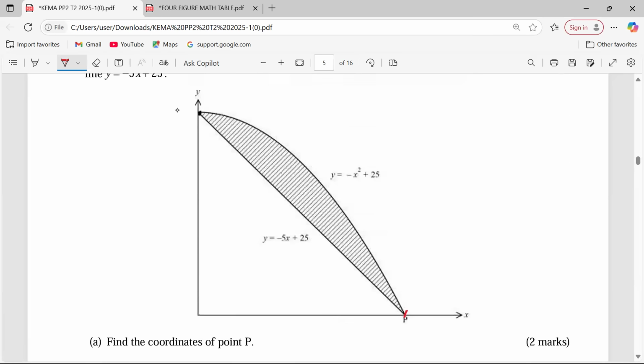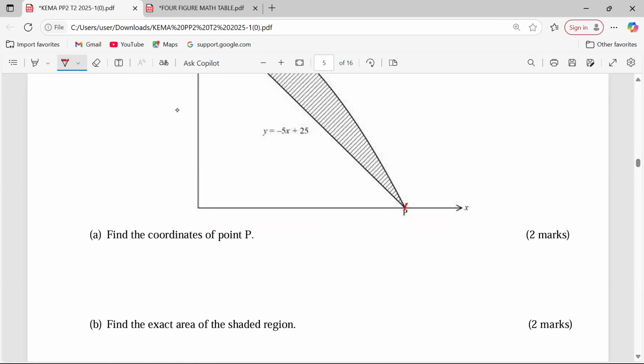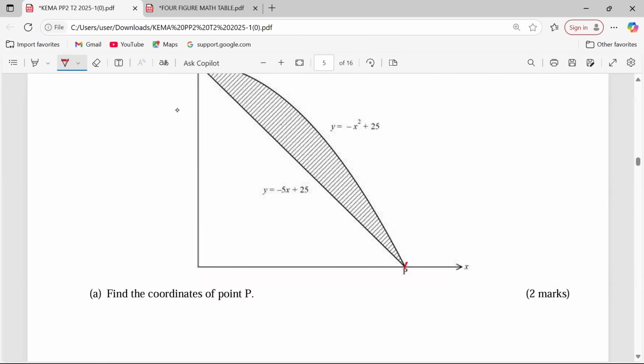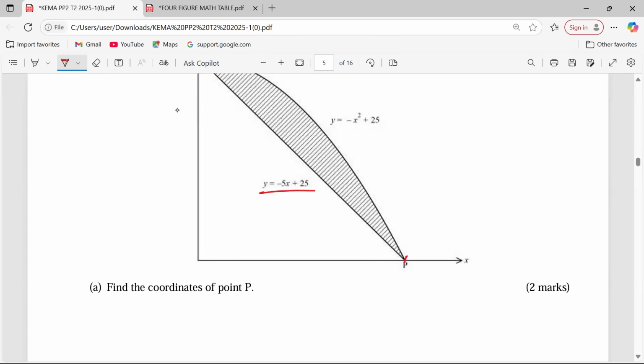We can see the shaded region now, the region between the line and the curve. It is good for you to know that to get the coordinates of P, you know that is the point of intersection between the line and the curve. So we can equate the two sides. But again, should I let you know, just for your information, that they are intersecting at the x-axis, which means we can simply find the point where this line is cutting the x-axis.